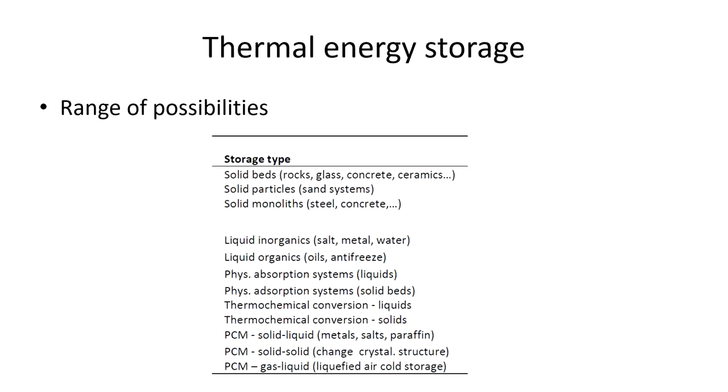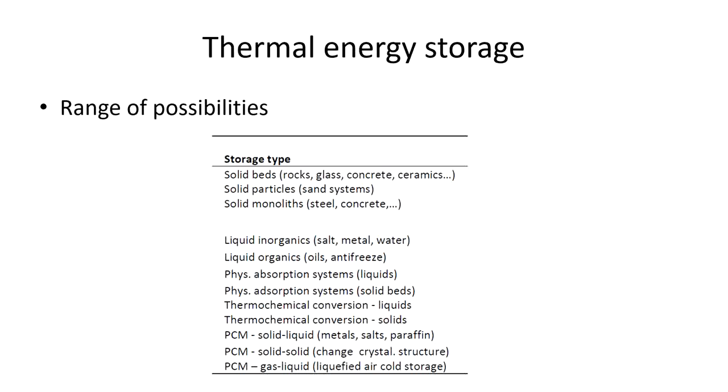As you can see, we can have, for example, solid beds of some rocks or different material. We can have also particles with some particle handling system, solid monoliths. We can have liquids either as molten salts or for low temperature water. Also we can use organic fluids as oils or antifreeze for negative temperatures. And then there are methods, for example, physical bonds like absorption-adsorption, or chemical bonds for thermochemical conversions.